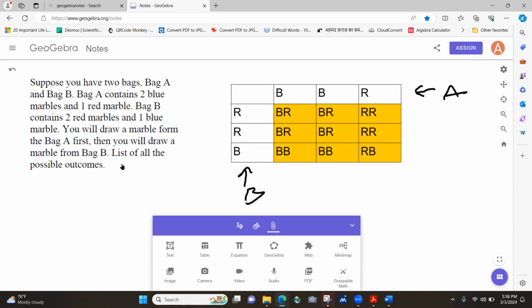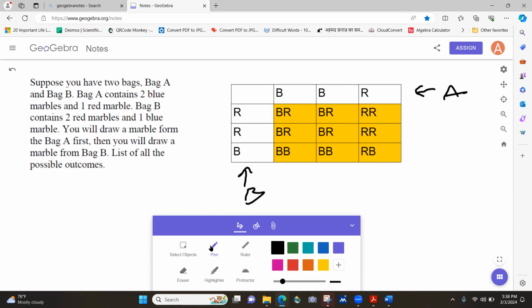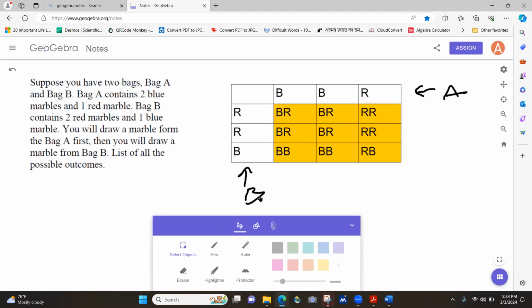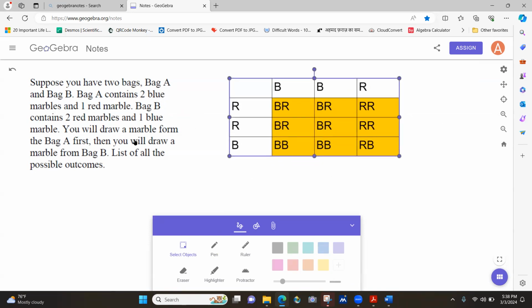All right. Now, what did they say? List all the possible outcomes. Sure, I just listed it. This is the list of all possible outcomes. Now, let's focus on this and see if we can answer some questions. I think your notes have some questions, but I'm just going to make something up. What's the probability, if you're drawing a marble from bag A, then a marble from bag B, of getting two red marbles?